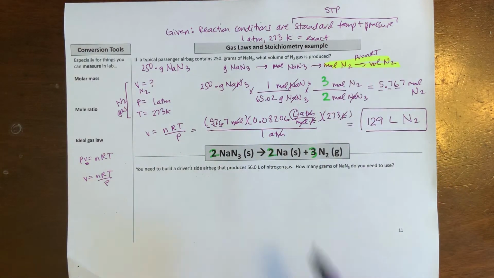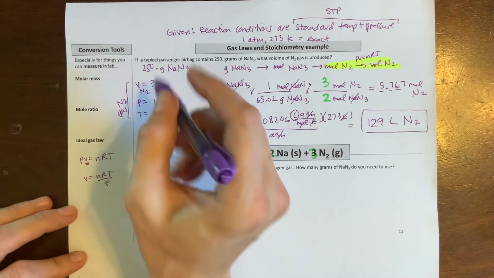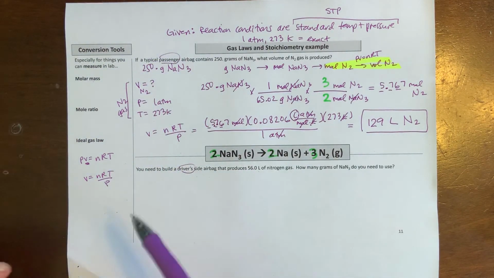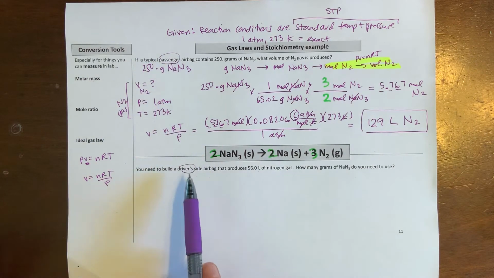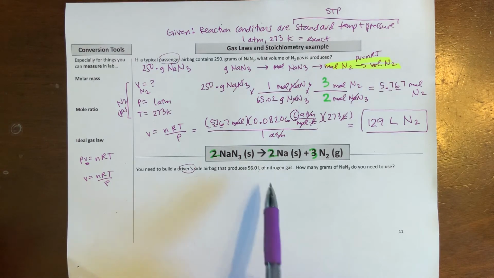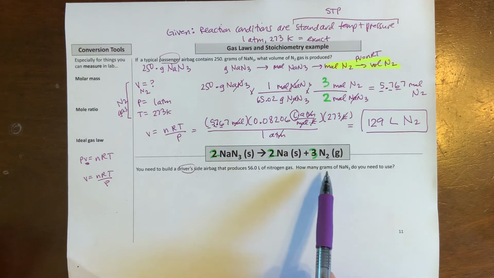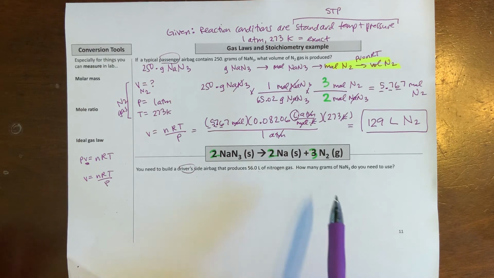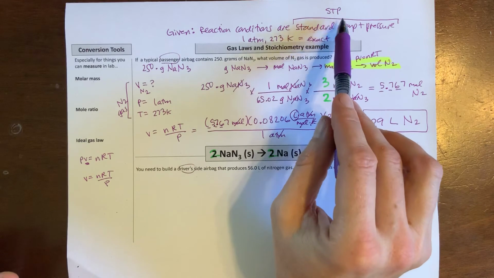You have another problem here, which we'll save and work on together, or you can try it ahead of time. This was the passenger airbag, and I don't know if you know this, I've never experienced this firsthand, but passenger airbags are bigger than driver's side airbags. So a driver's side airbag, you only need maybe say 56 liters of nitrogen in a smaller car probably. So then I can work backwards to figure out how many grams of sodium azide I need.